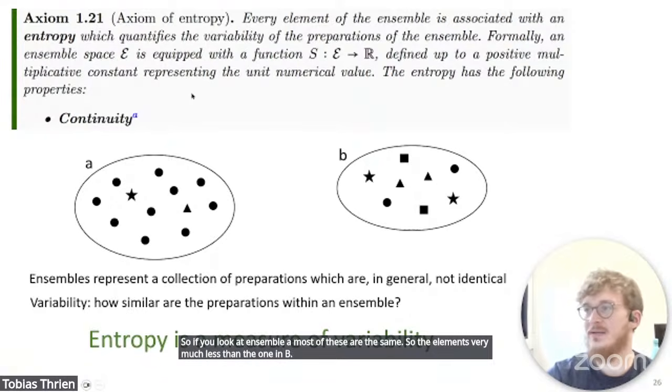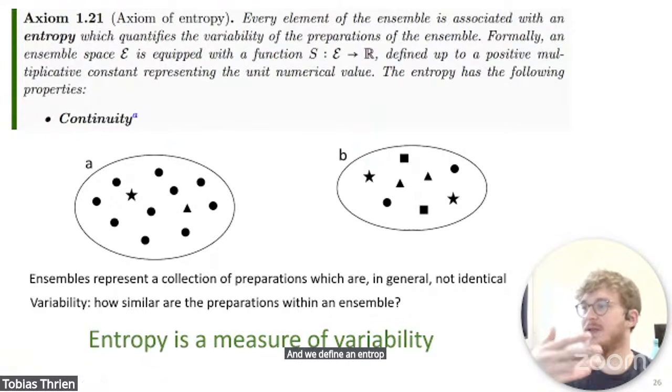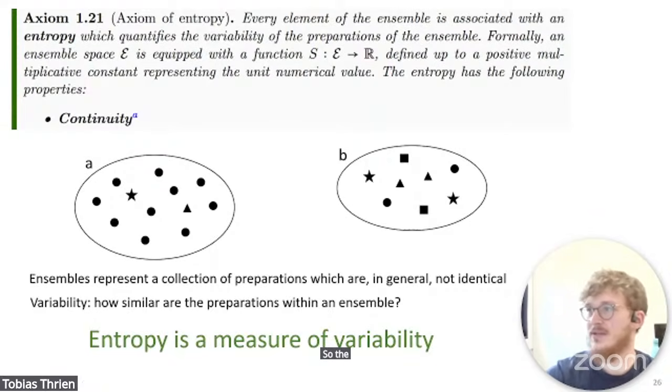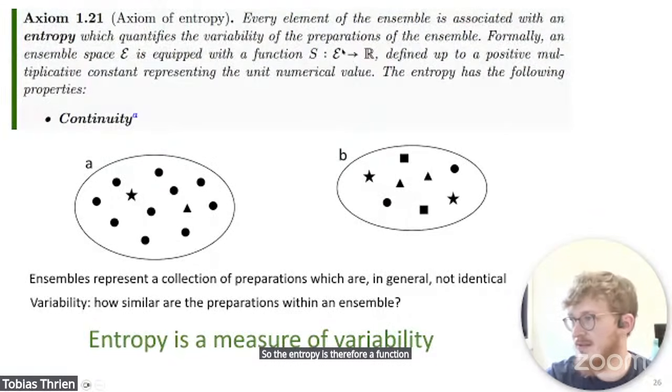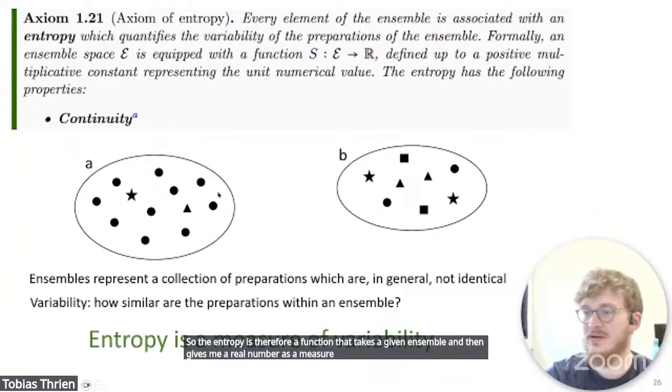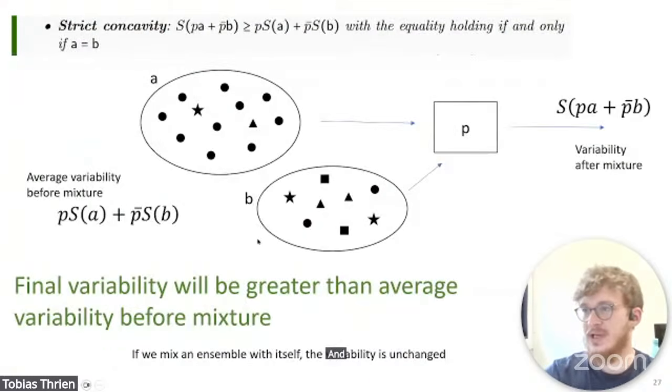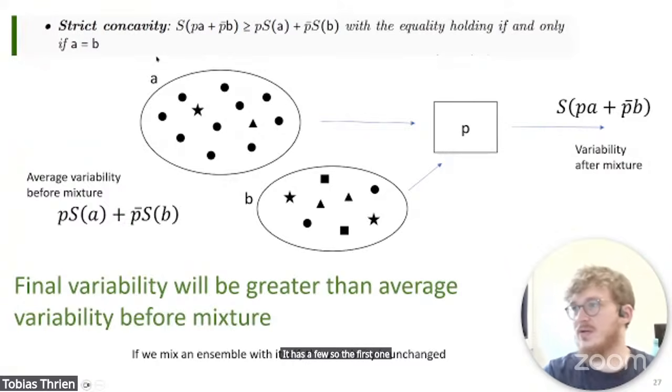And we define an entropy as a measure of that kind of variability. Do the elements in that collection vary a lot or not? So the entropy is therefore a function that takes a given ensemble and gives me a real number as a measure for the variability of the elements in that set. And it has a few properties. The first one is strict concavity.